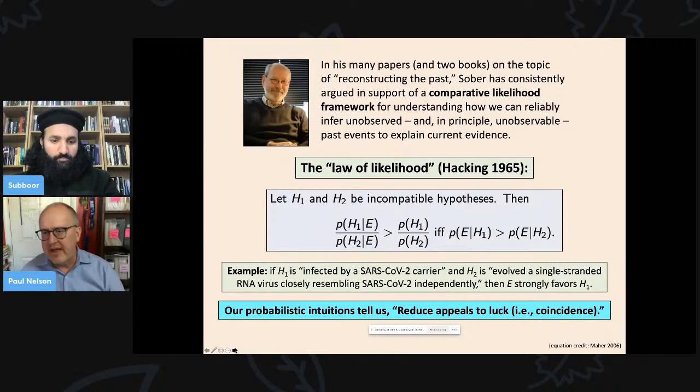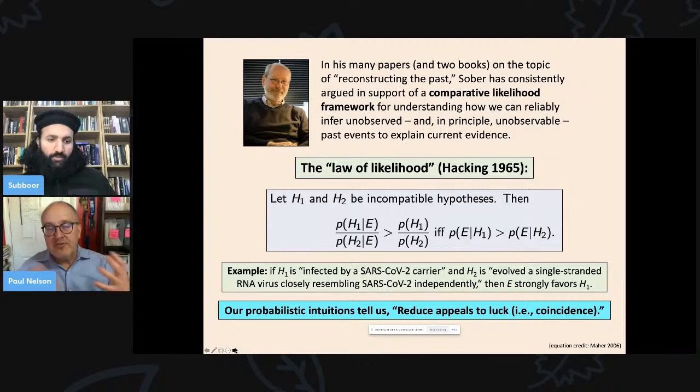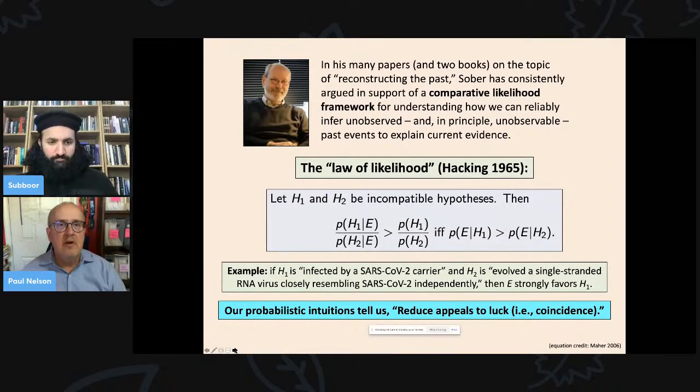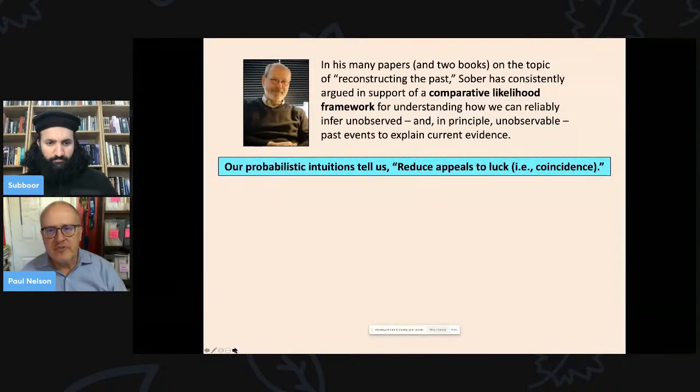All right, so it's not really that complicated. It's just formalizing the intuitions that we all carry around about how we make these judgments of the relative strength of hypotheses conditional on the evidence. Okay, reduce appeals to luck. Keep that in mind because that will be relevant later on in the presentation.